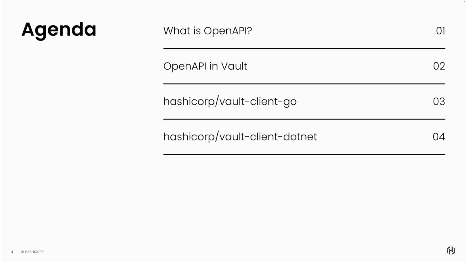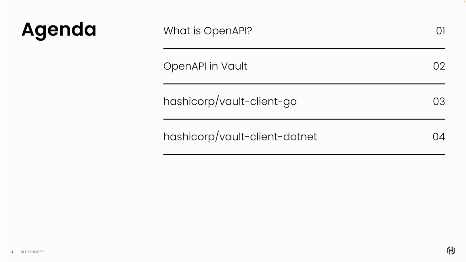In particular, we will first cover the basics of the OpenAPI specification. We will then discuss how OpenAPI is generated and used in Vault, and how you as a plugin developer can improve the OpenAPI spec generated for your plugins. And finally, we'll showcase two new OpenAPI-based client libraries that we've been working on, vault-client-go and vault-client-dotnet.